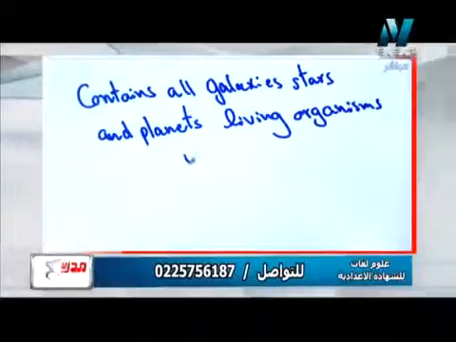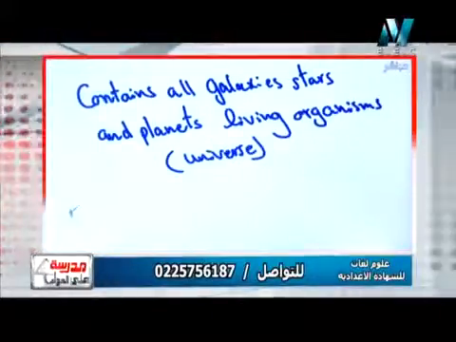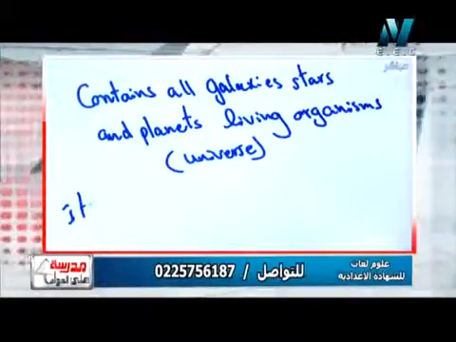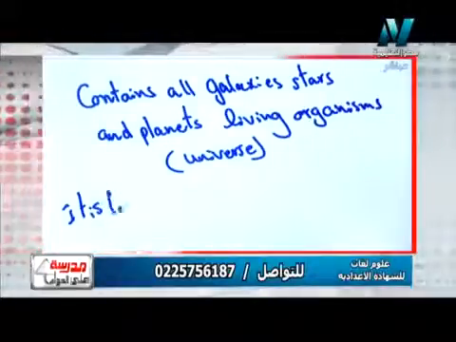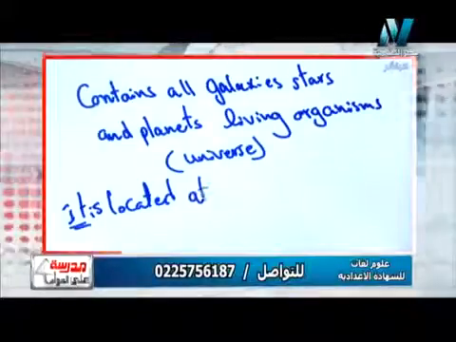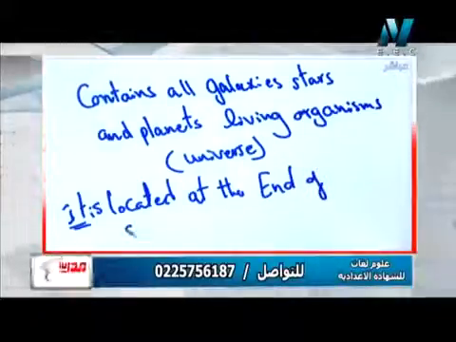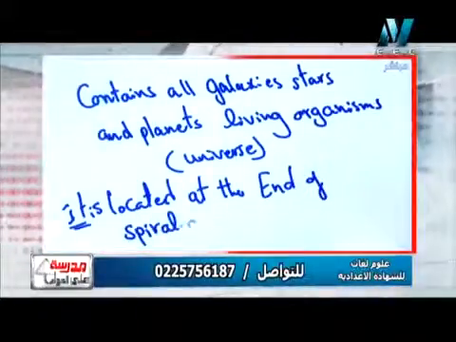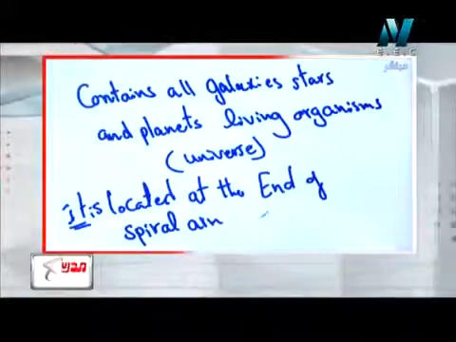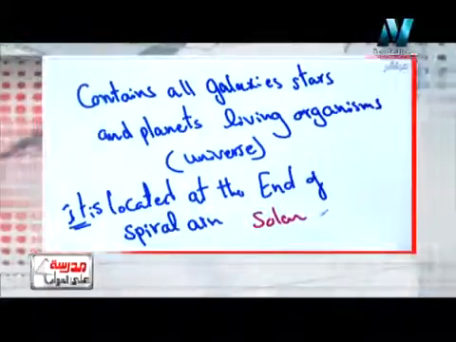Another one. It is located in one of the spiral arms of the Milky Way. Is located or are located? It is located. So here we talk about it is located, يعني تقع, at the end of a spiral arm of the Milky Way galaxy. So the answer here is the solar system. عشان قال solar, is located. لو قال are located هقول stars.